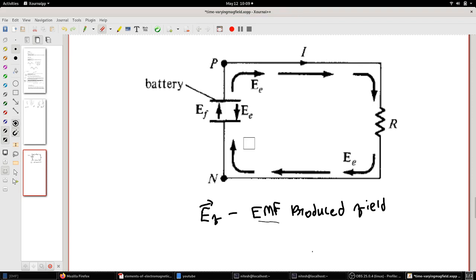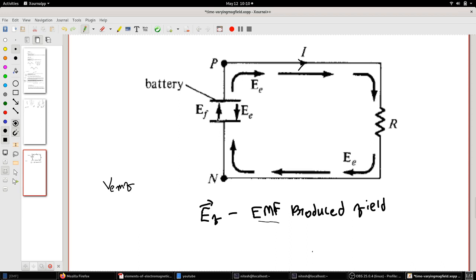Okay, so consider this circuit where there's a battery connected to a load R, which results in the flow of a current I. The direction of the current is as shown here. Now assume that we get a potential difference at the battery, which will be given as, let's say, V. This V, or VEMF, is going to produce a field. That field is given as EF.